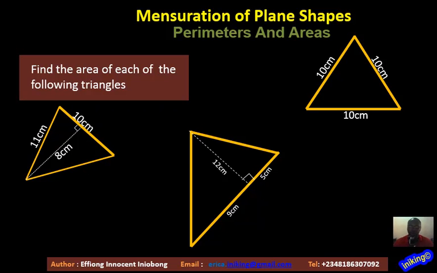In the last video clip, we arrived at how to choose our base and then the corresponding height of a triangle in order to obtain the area of the triangle. Here we have three examples. We are asked to find the area of each of the following triangles. In two of them, the height is provided, and in one, the height is not provided. Let's start with the first one.